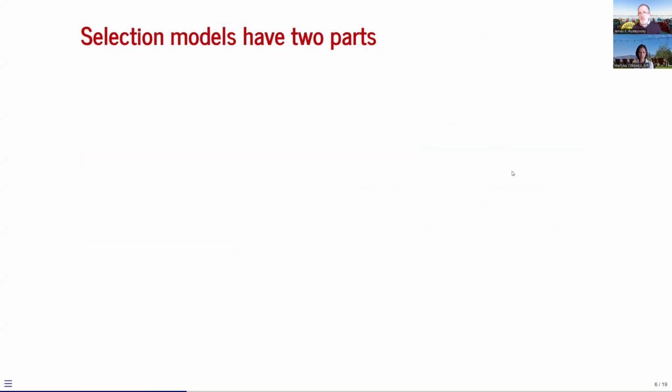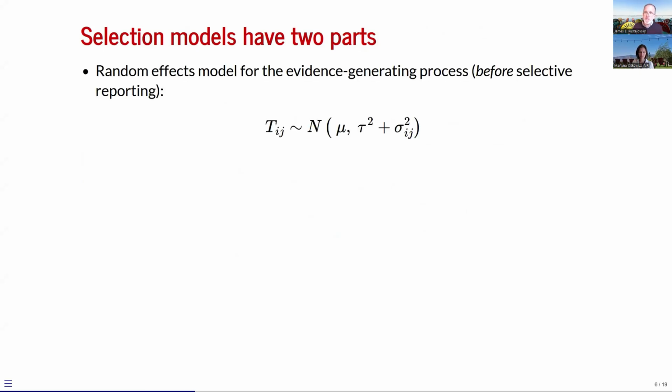So in this project, we're focusing on a class of models called selection models, or p-value selection models. And those models have been around for quite a while. We're extending them to accommodate dependent effect size estimates. Let me start by telling you a little bit about the basics of selection models. They have two pieces. The first piece of the model describes what we call the evidence generating process, as in what would be the distribution of effect size estimates before selective reporting occurs.